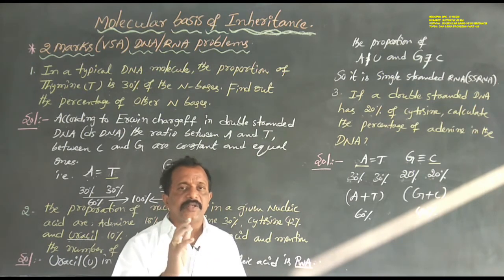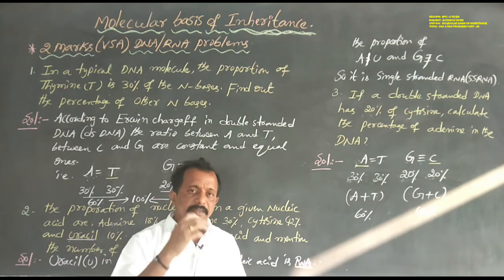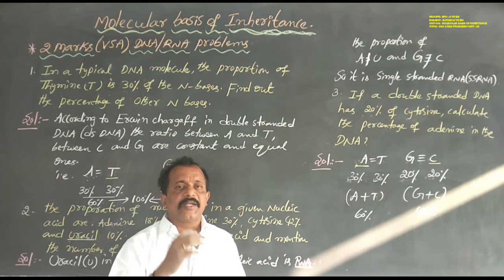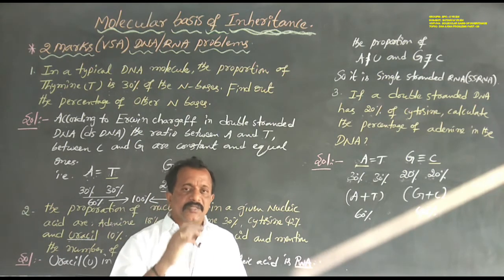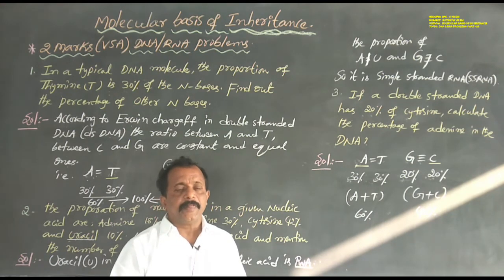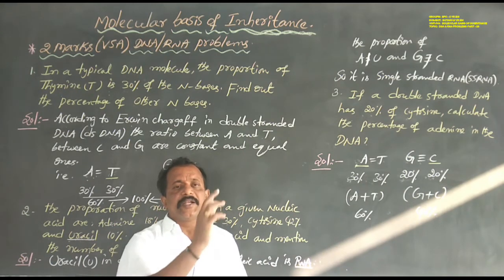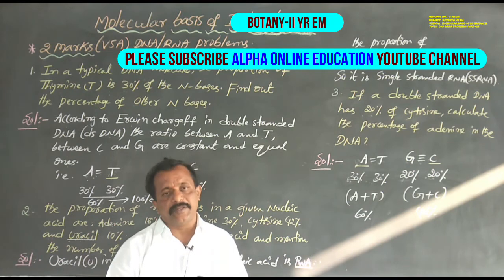So dear students, this is a very important area. The double-stranded DNA molecule contains 4 nitrogen bases, namely adenine, guanine, thymine, cytosine, and RNA contains 4 nitrogen bases: adenine, uracil, guanine, cytosine. In DNA, uracil is absent and thymine is present. In RNA, thymine is absent and uracil is present. This means in RNA thymine is replaced by uracil, and in DNA uracil is replaced by thymine.